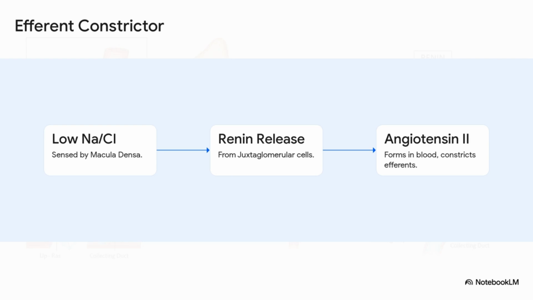And what did we say about angiotensin II earlier? It powerfully constricts the efferent arterioles way more than the afferent ones. This pinches the exit, causing an increase in the pressure in the glomerulus, driving the GFR back to normal.